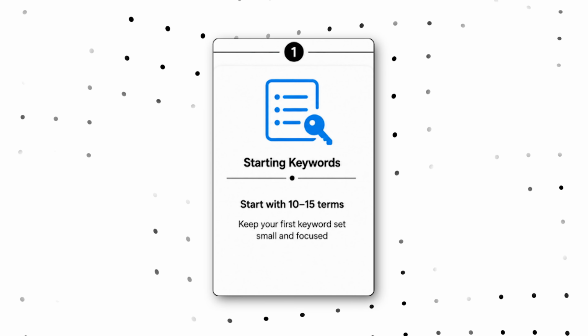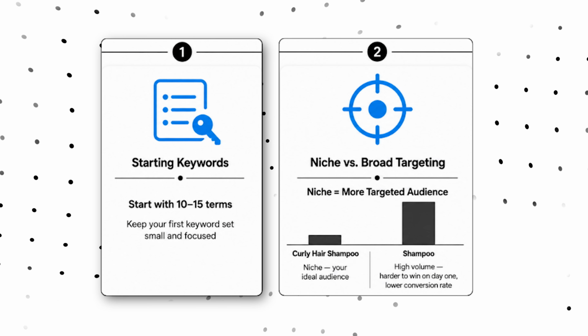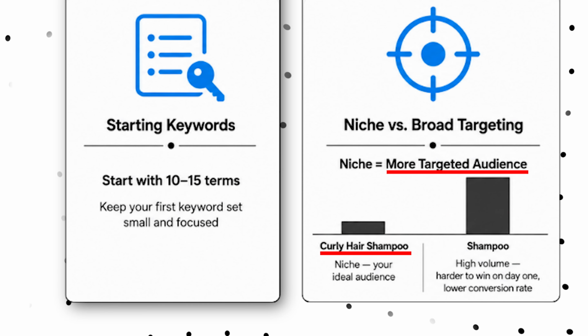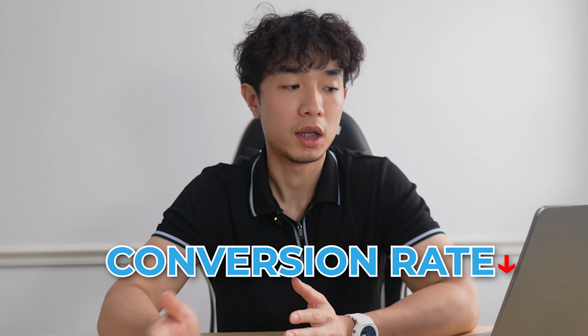We normally begin this campaign with 10 to 15 terms. And if you have a niche, narrow down into something like curly hair shampoo, which is a lot more targeted and more of your ideal audience, right? More of your ideal audience instead of just running for something like shampoo, which has a lot more search volume, but you're not winning that fight on day one. And honestly, you're going to have a much lower conversion rate than running in your niche.